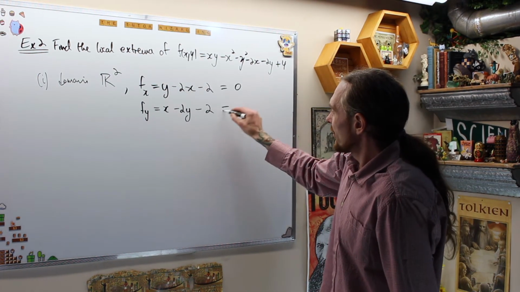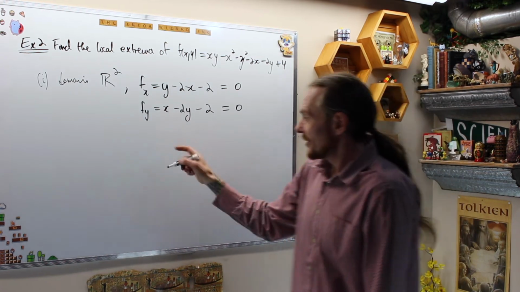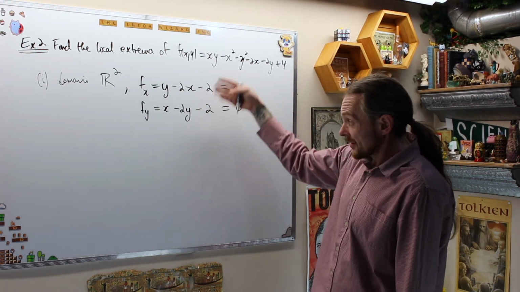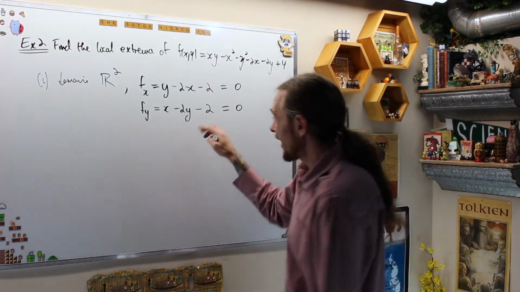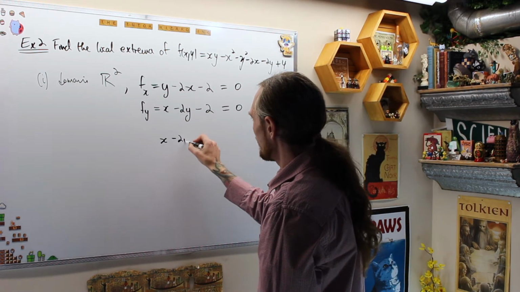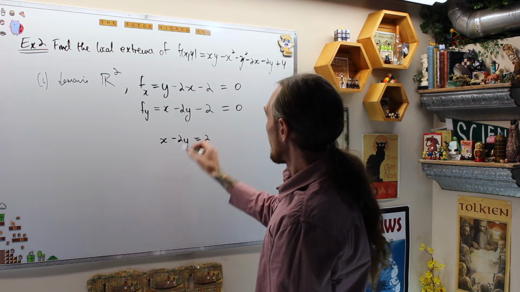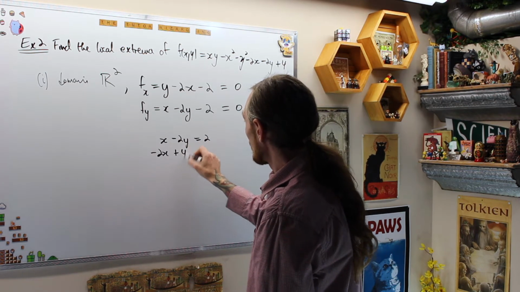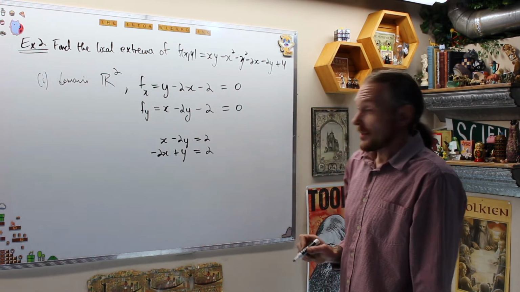These are equal to 0 if and only if what? This is a linear system of two equations and two unknowns. Rephrasing that, and I'm going to rearrange it, I have a 1 there. So that gives me x minus 2y equals 2. And then I have negative 2x plus y equals 2 is the linear system I get.